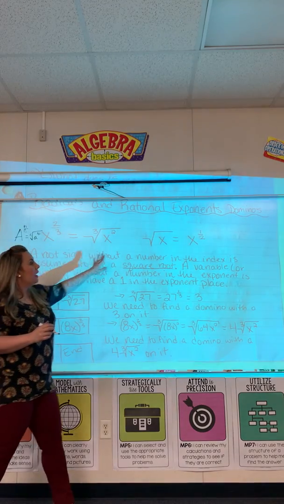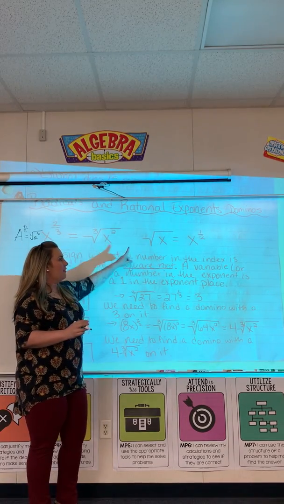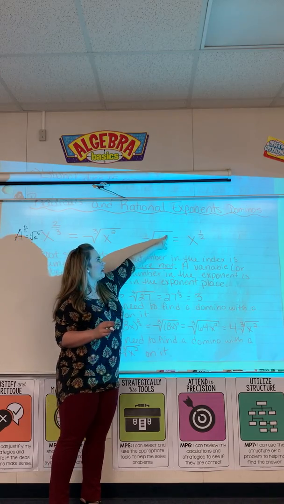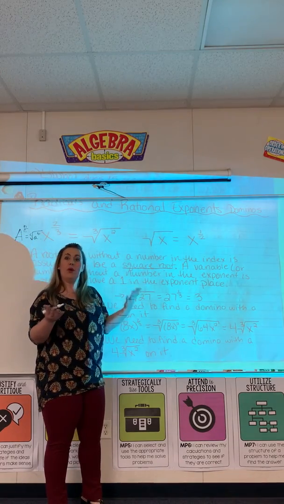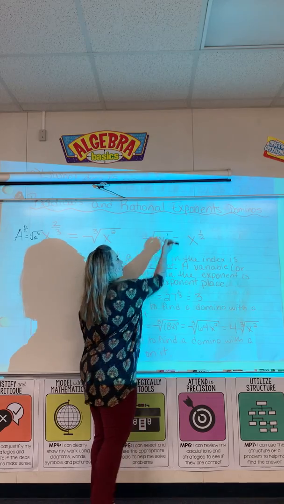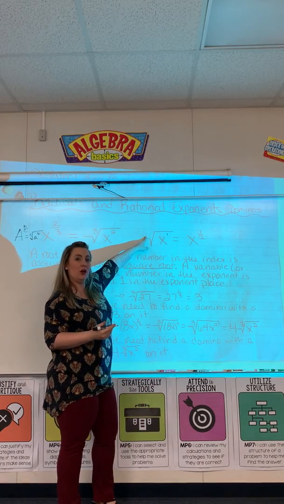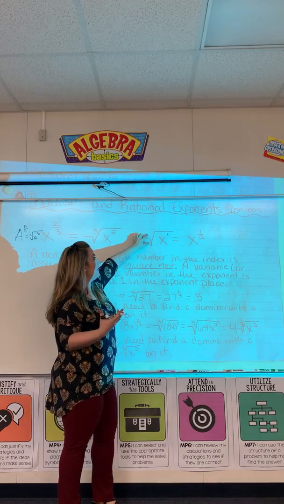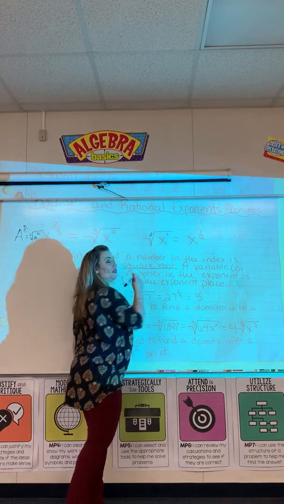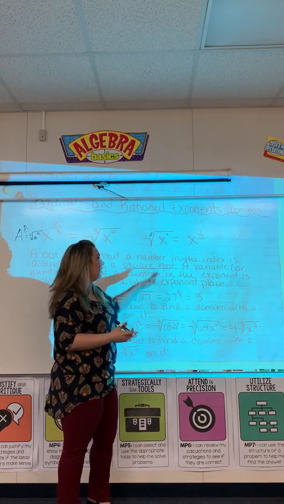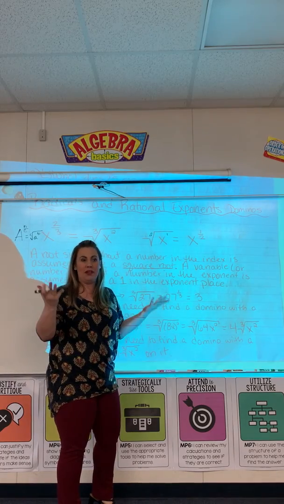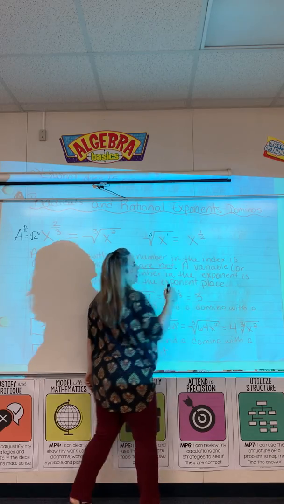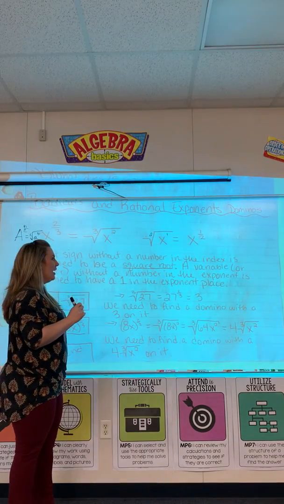Same here. If this is saying x, but you don't see anything there, what exponent is technically there? 1. And if there is nothing in the index of the root symbol, we automatically know it's a 2, because naturally, by habit, we always say it's a square. So that automatically makes it x to the 1/2.